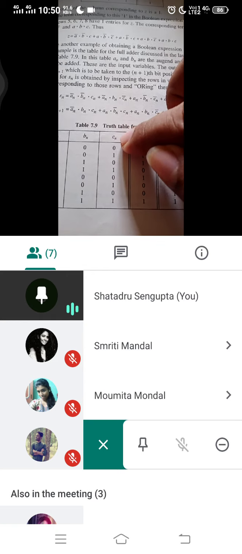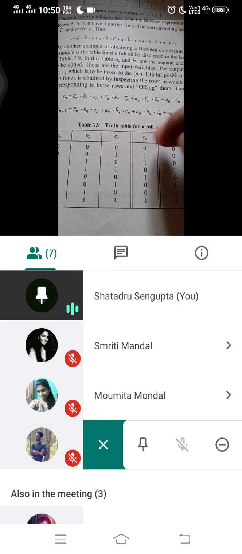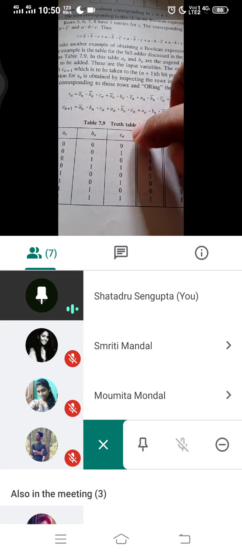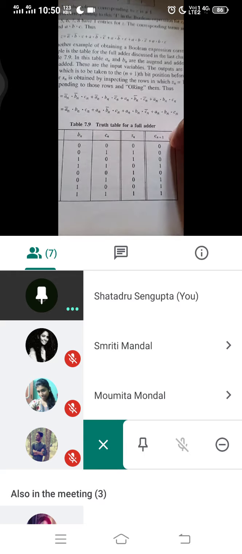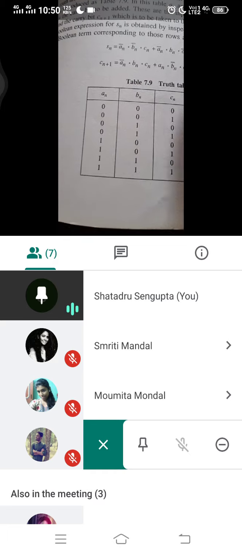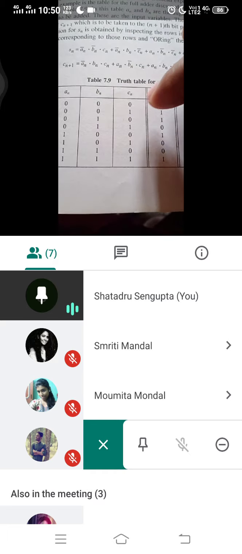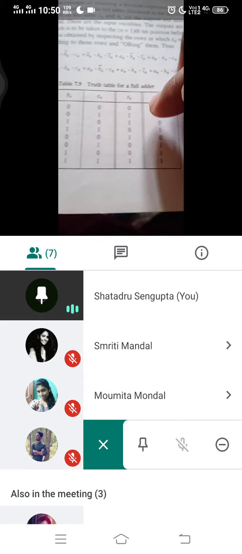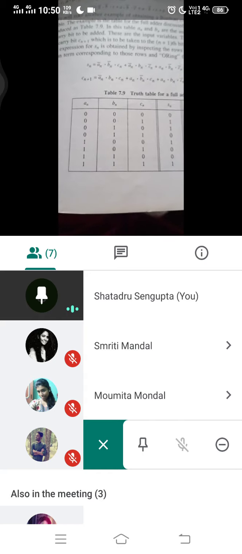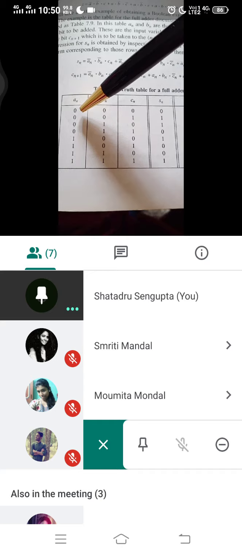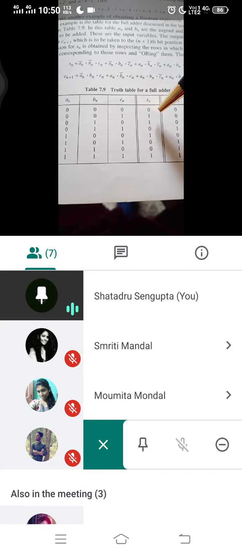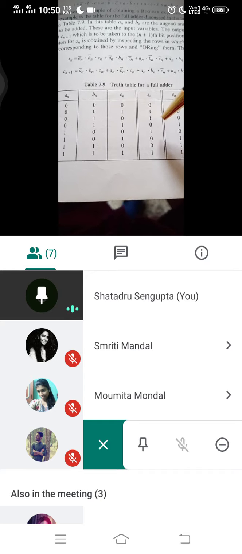So for every n, for every An, Bn, and Cn, the Cn plus 1 is the actual carry. Now, obviously, as we know, look at the adder. 0 plus 0 plus 0 is 0. Obviously, there's no carry. Then you have 0 plus 0 plus 1 is 1 and there is no carry. Like this it goes on.